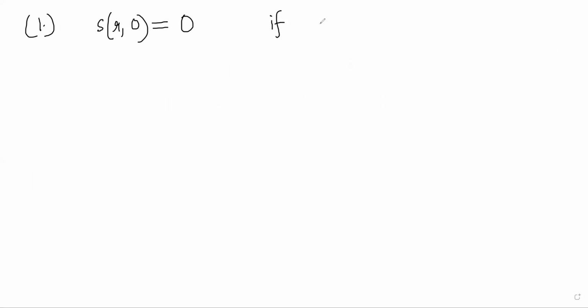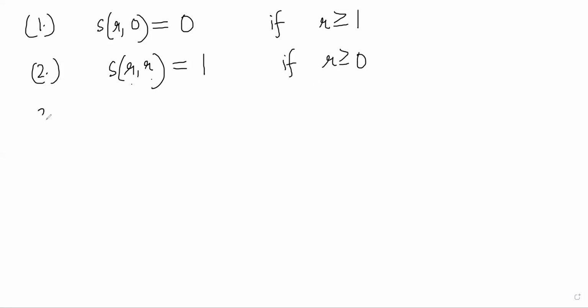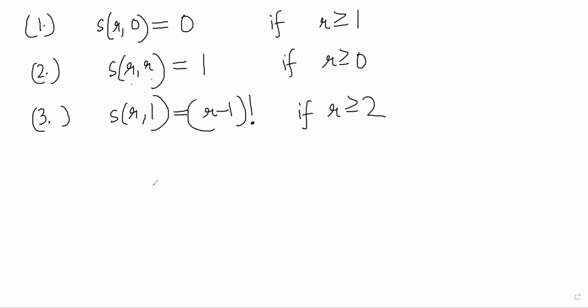So S(R,0) is 0. So basically R people around 0 tables. There is no way to do it, right? Then S(R,R) is simply 1 because R people around R tables and each table has to be non-empty. So each table can have only 1. So there is only one way to do that, right? Then you have S(R,1). So R people around 1 table. So that will be obviously (R minus 1) factorial. We know that already, right?